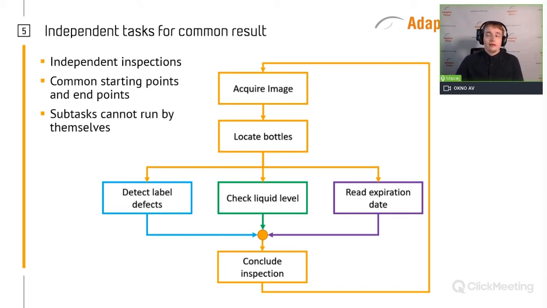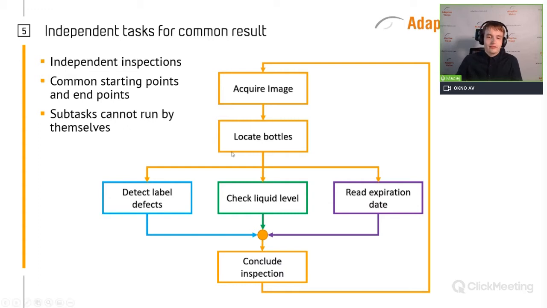So let's go back to the reasons for multithreading, and let's review the first reason: increased performance. We have a simple application here, a production line of some drinks, beverages. The main orange thread acquires the image from the line, locates bottles in the image, and then sends the coordinate of each bottle in the image to 3 different threads that each detect label defects, check liquid levels, and read expiration date on the bottles.